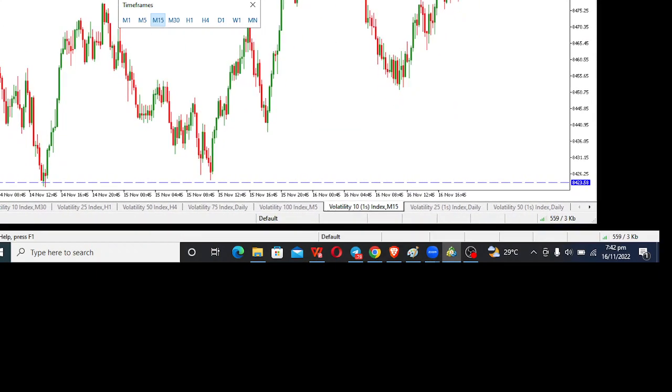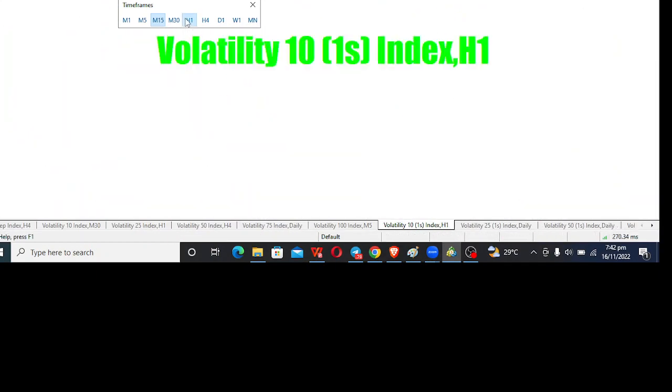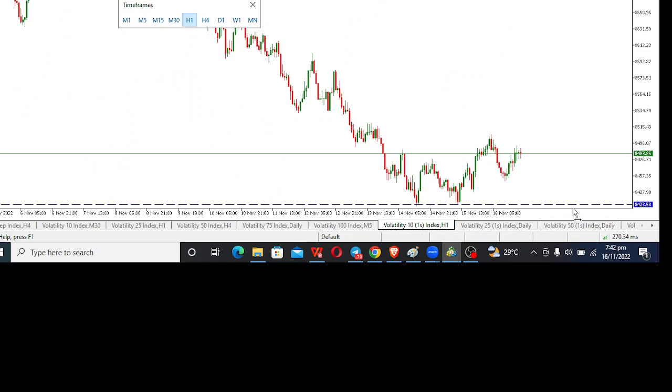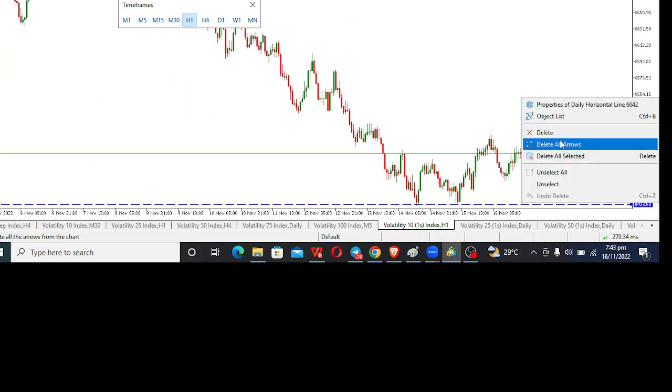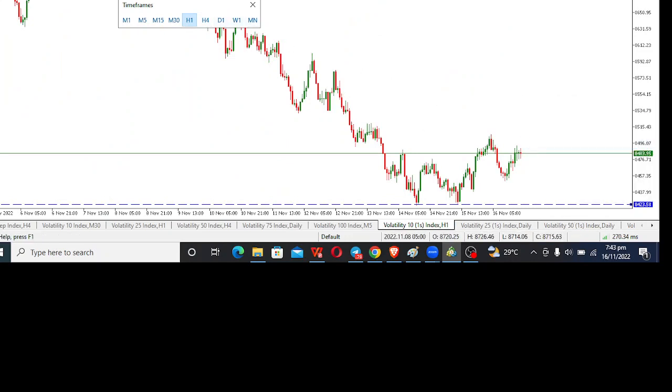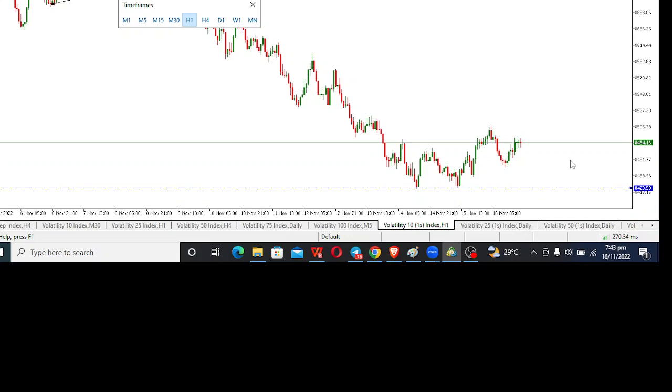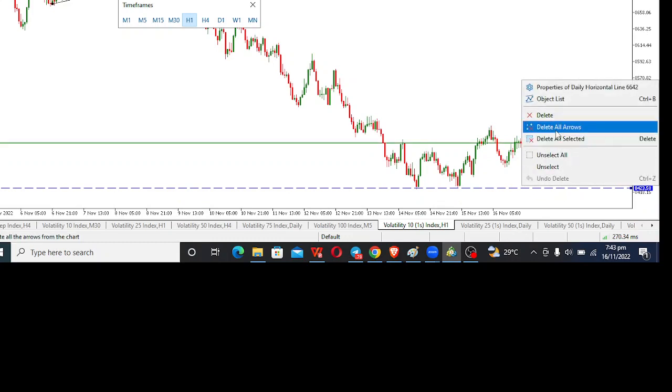Okay, so I hope you guys can see my MetaTrader 5 platform. So we are going to look at a few examples here.